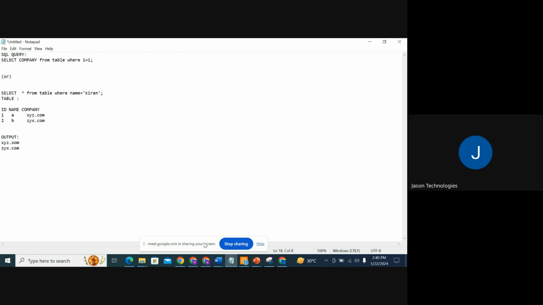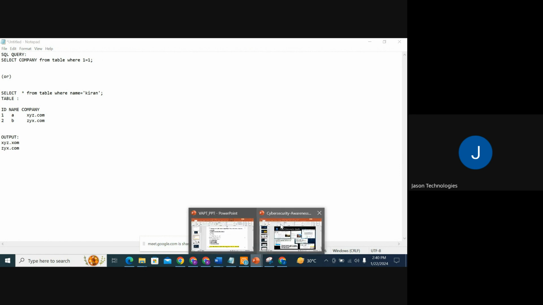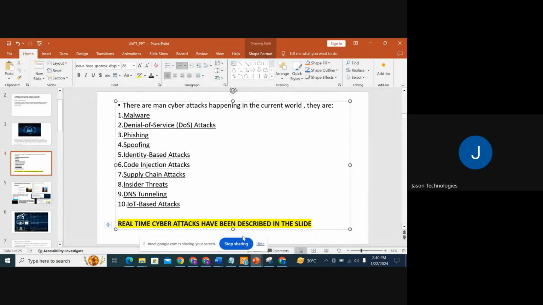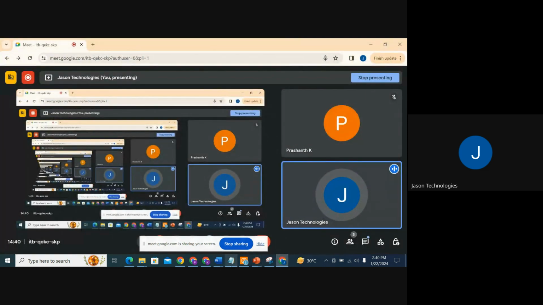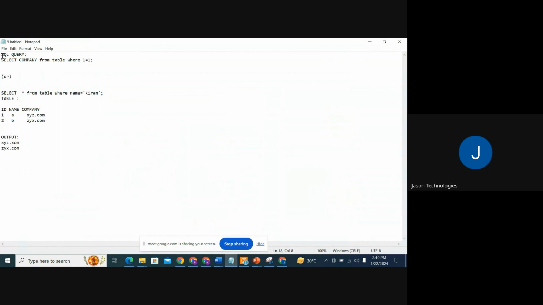This is a simple SQL query. These types of SQL queries will not be used by attackers; they use more advanced SQL queries. We will discuss SQL injection in the coming lectures. So this is how code injection works. I have explained code injection with respect to the database only.